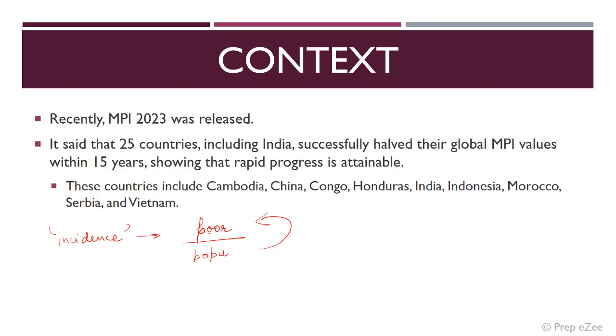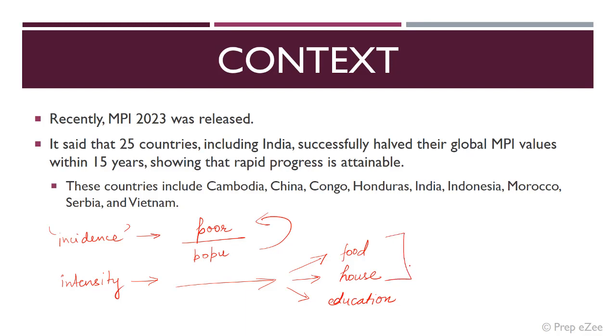This is important with reference to MPI, and also for other topics which you will be studying in social sciences or social aspects. Then you would require this incidence. Apart from that, another important term is intensity of poverty. Intensity refers to how many indicators there are on which a particular person is considered poor. For example, a particular person can be poor in multiple dimensions. The person might not have enough food. The person might not have a proper pakka house to live in. The person might not have proper education so that he can have gainful employment. So these are the various dimensions, and the question is on how many of these the person is poor.